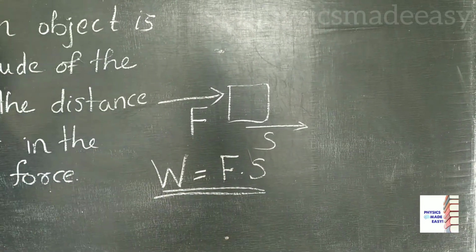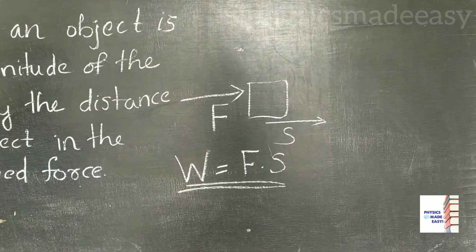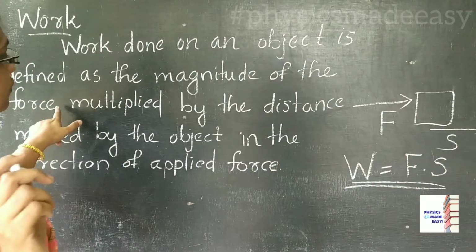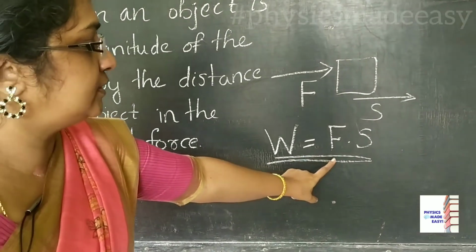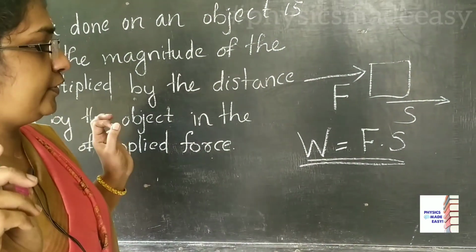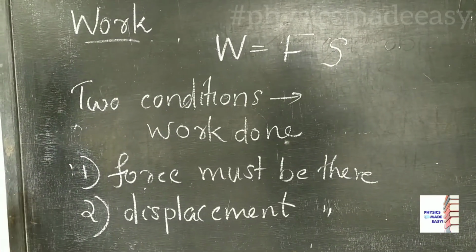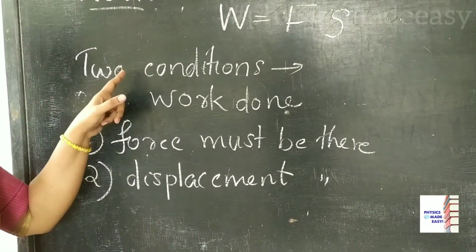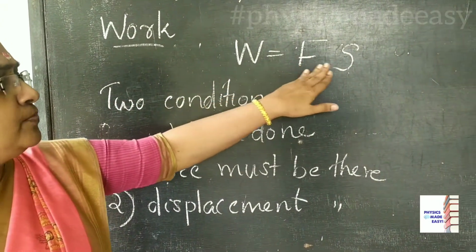Work done is the product of the force applied on that object and the distance moved by that object. So it is defined as the magnitude of the force multiplied by the distance. That means the product of the force and the distance, or the force and the displacement. Like that we can define the work done. From this we can say two conditions need to be satisfied for the work to be done. This is our equation. Work done is equal to force into distance, or force into displacement.